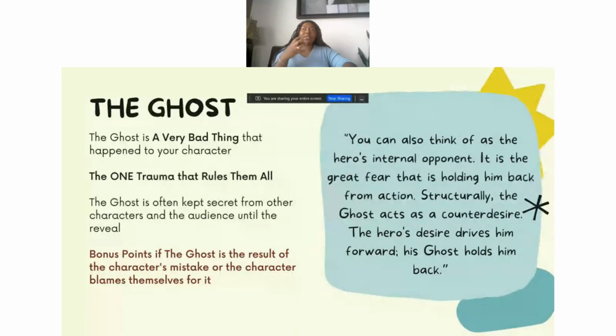But the ghost is really the reason that your characters start telling themselves this narrative. If it's I'm worthy of love, and that's the lie that they keep telling themselves, it might be because they were about to get engaged to the love of their life, and then they found out that she cheated on them with their best friend. And now they believe that they're unworthy of love and will never find love again. So the ghost directly causes the lie. The lie directly causes the want. So it's really a linear line here.